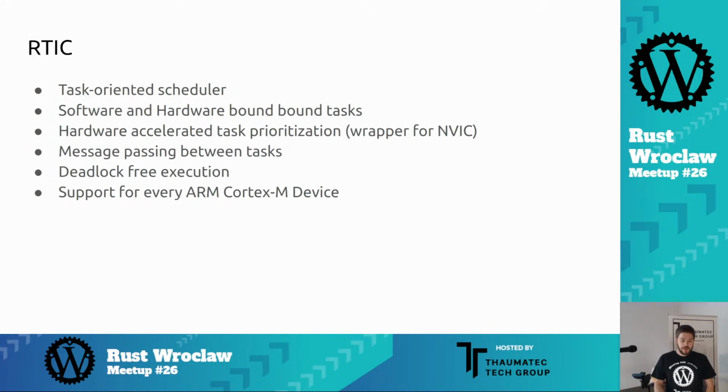And now to the main dish. It is RTIC, which is sort of a real-time operating scheduler, which is task-oriented. The point of it is that, okay, I will show this later when we get to the specific application that we want to build. But this is a task-oriented scheduler. It allows you to share resources between tasks in a safe manner. It gives you task prioritization and allows you to pass messages between tasks. It guarantees that you do not have a deadlock because it has very nice primitives for shared access.